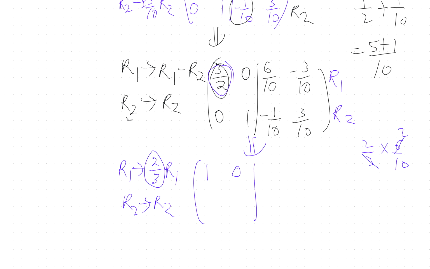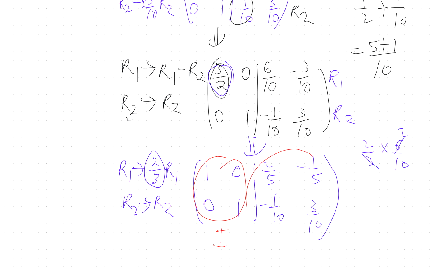Then 2 over 3 times minus 3 over 10. 3 cancels 3, right? So we have minus 2 over 10. That's minus 1 over 5. So this is 0, 1. And here we have minus 1 over 10, and then 3 over 10, interestingly. So it looks like we have arrived, because now this is the unit matrix. So automatically this has got to be the inverse of B.